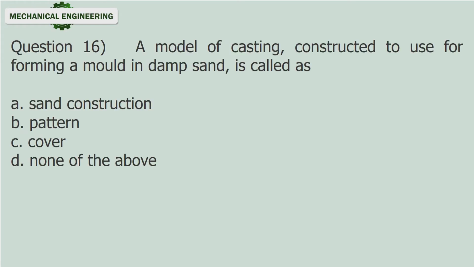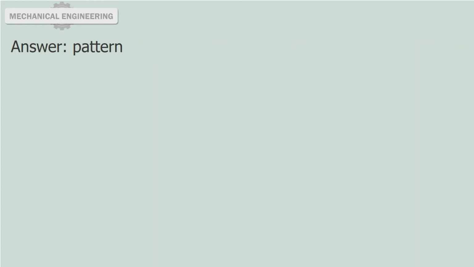Question 16. A model of casting, constructed to use for forming a mold in damp sand, is called as A. Sand construction. B. Pattern. C. Cover. D. None of the above. Answer: pattern.